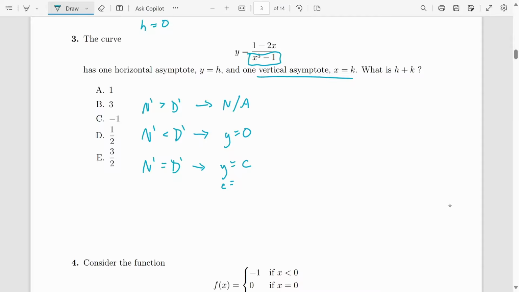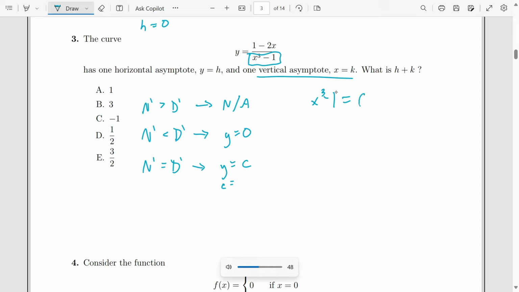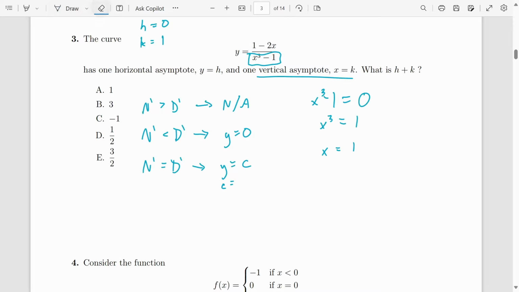So we can just go ahead and set the denominator, which is x cubed minus 1, equal to 0, and then solve for x. So we can add 1 on both sides to get x cubed equals 1, and then cube root both sides to get x equals 1. So that is our vertical asymptote, k equals 1. Adding them together, 0 plus 1 gives us 1.